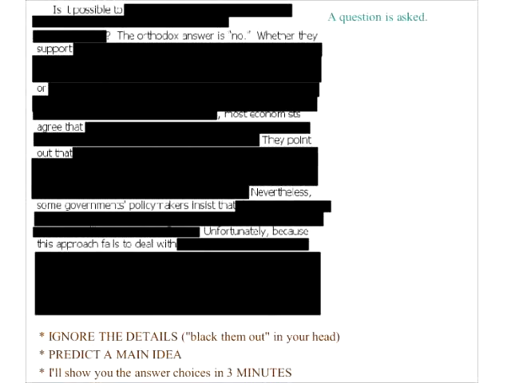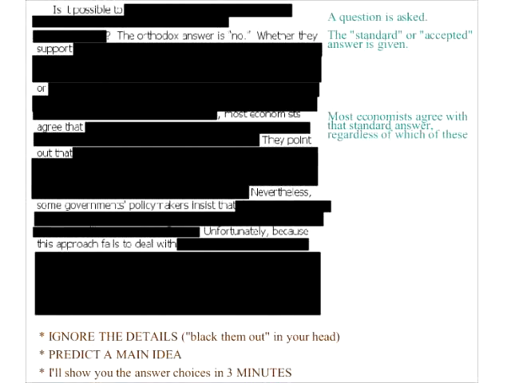So the standard or accepted answer is given. And most economists agree with that standard answer, regardless of which of these two things they believe. And here's why. Because that's the evidence part. They point out that blah, blah, blah, blah.